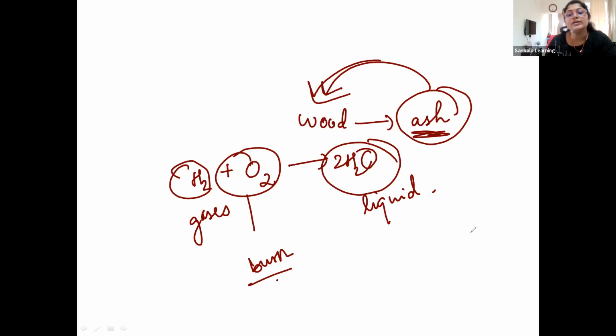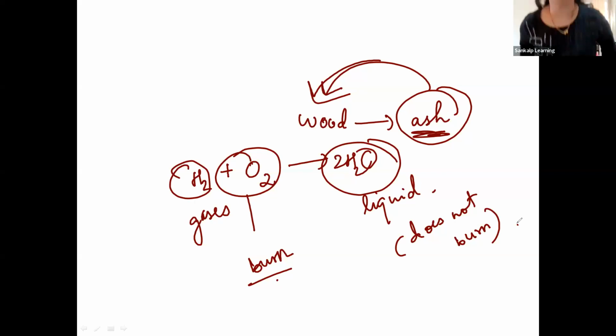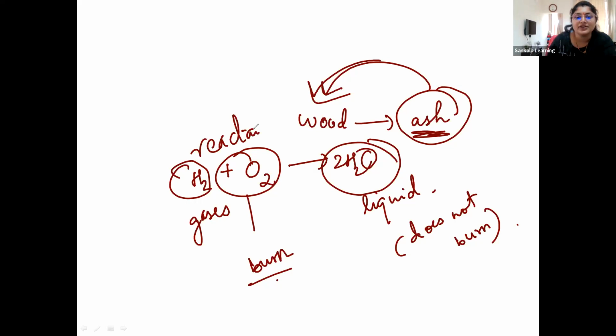And this liquid does not burn, right? So hydrogen and oxygen are gases and they burn, but they form water, which does not burn. So these are the different chemical changes. You can see that the reactants' properties are different and the products' properties are different.